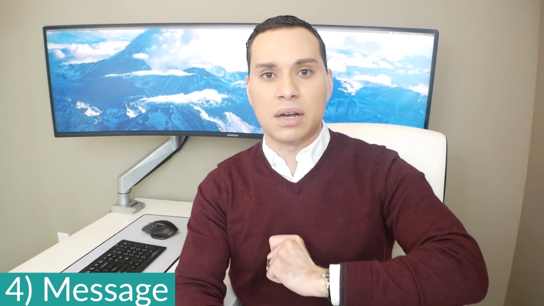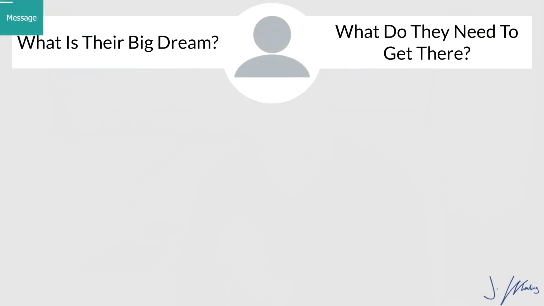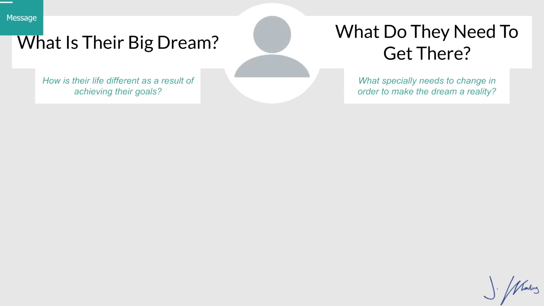So let's go through a concrete example and write some headlines. The first thing we're going to do is ask the 2 questions: what's their big dream and what do they need to get there? What do they think is in their way that they need to overcome? For this example, let's talk about someone who's trying to become a full-time YouTuber.